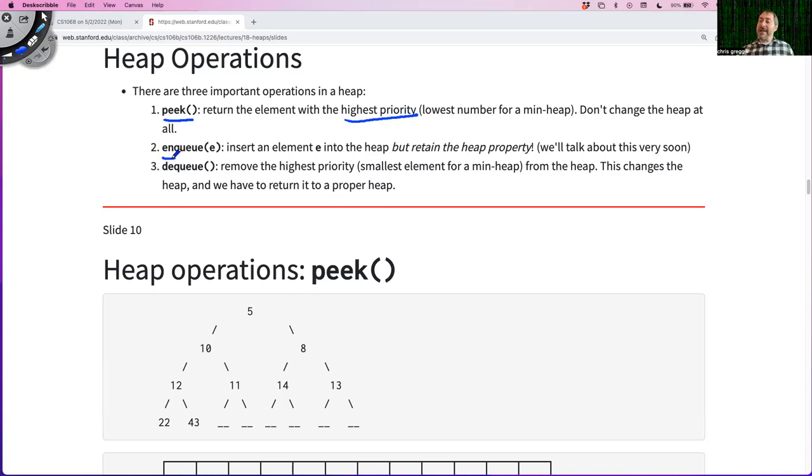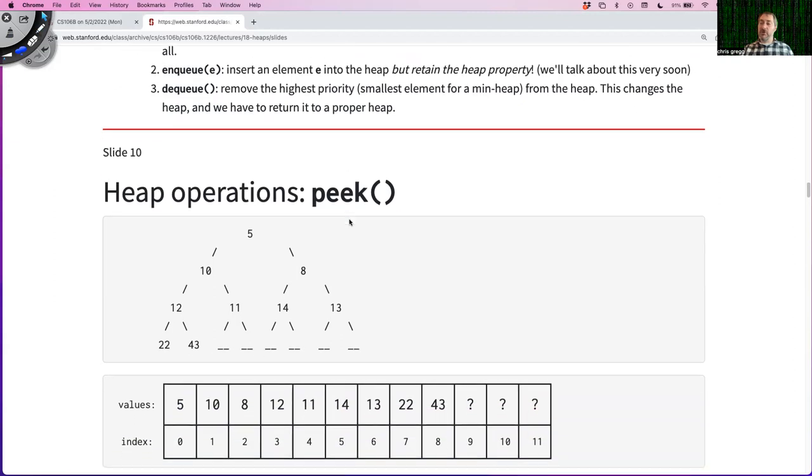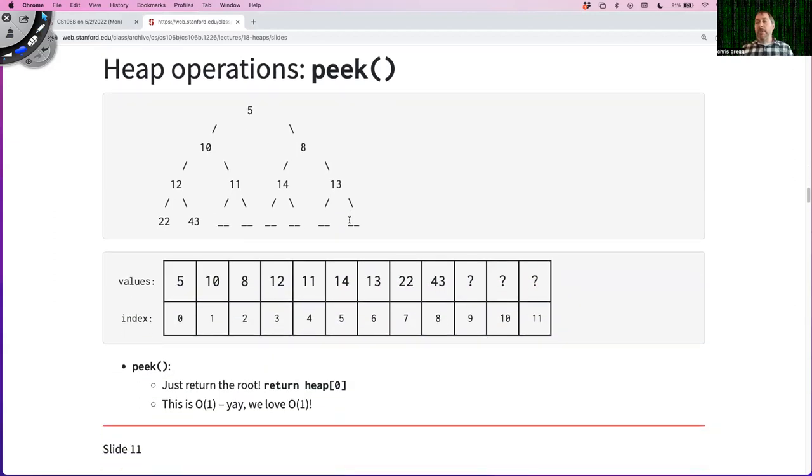We've also got enqueue, which says take a new element, put it into the heap, and make sure that it's still a heap after you enter it. And then of course we have dequeue as well. Dequeue for a priority heap removes the element with the highest priority, which is usually the lowest number. And it's also the one at the root of the heap. So let's look at some algorithms for figuring out what those are. Enqueue and dequeue are the two cool algorithms I mentioned a little bit earlier.